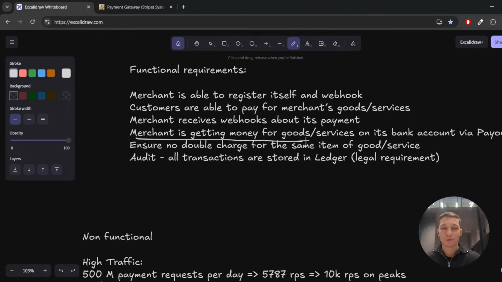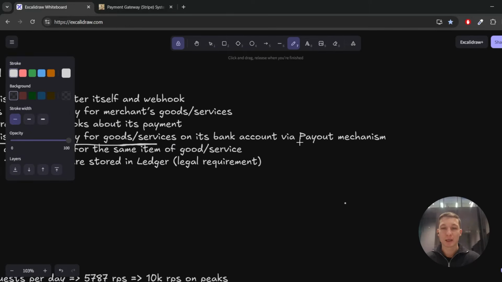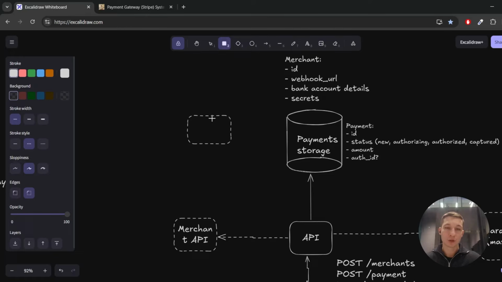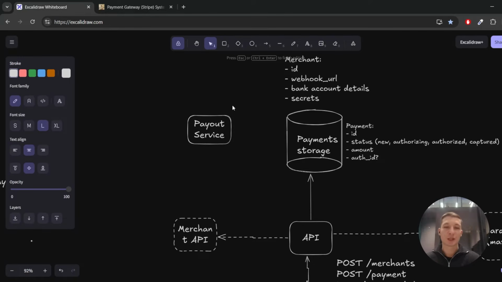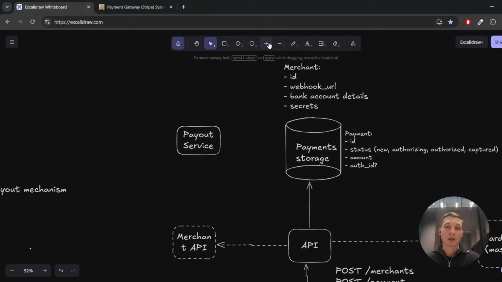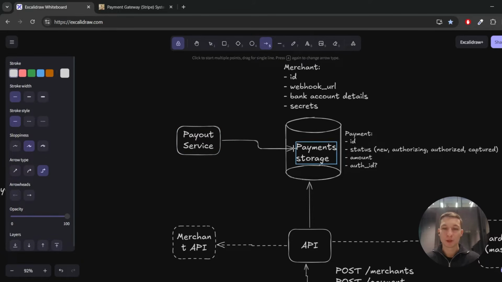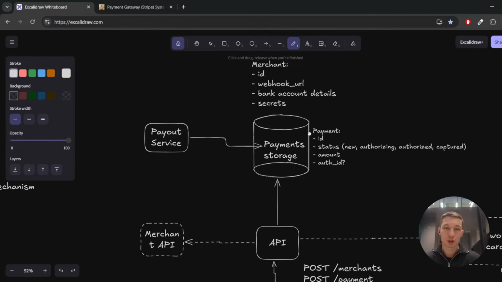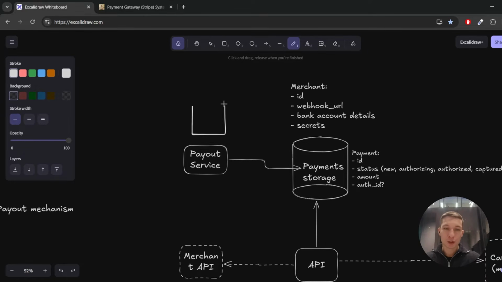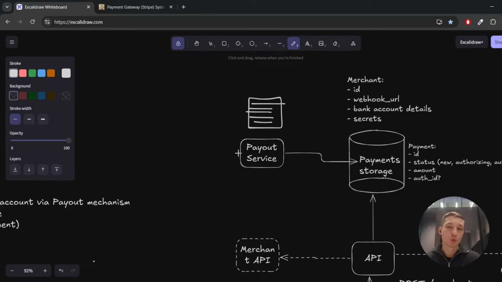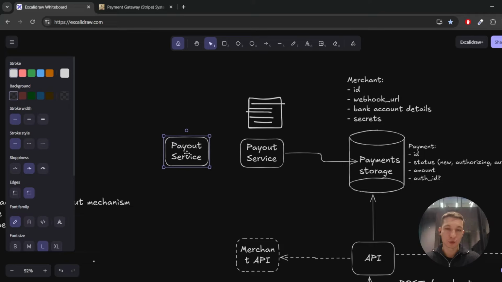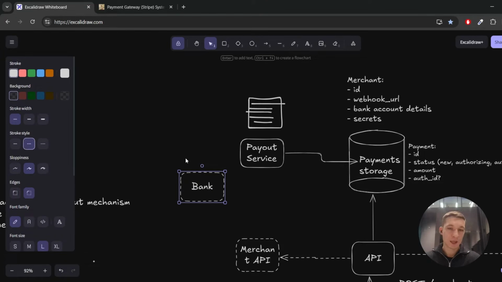Merchant is getting money for goods/services on its bank account via payout mechanism. So how this is going to be working is we're going to have a payout service, which can be some background service or whatever. This payout service is going to read from the payment storage, and whenever it sees some captured transactions, it will put them in a batch, and then it will send this batch to the bank API, the actual bank API that is ready to transfer the funds to the merchant's account. This thing is external to us as well.